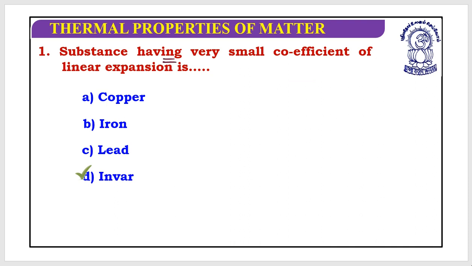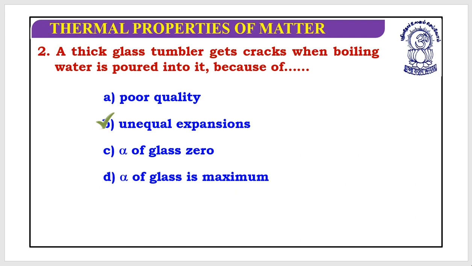A substance having very small coefficient of linear expansion is, this is an information-based question. Invar has a very small coefficient of linear expansion. Please do remember this. Next, a thick glass tumbler gets cracked when boiling water is poured into it. Why? Because of unequal expansions. That's why it is going to break down, or crack. I hope this is clear.